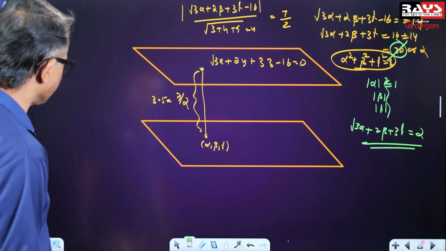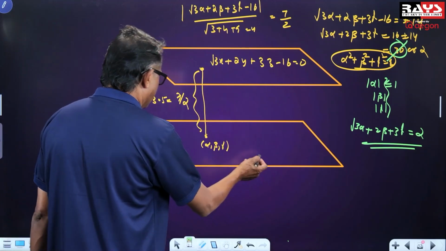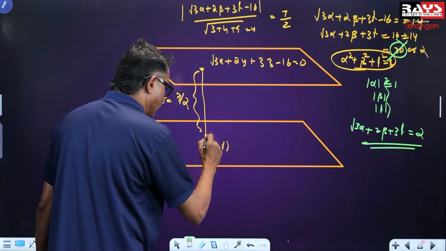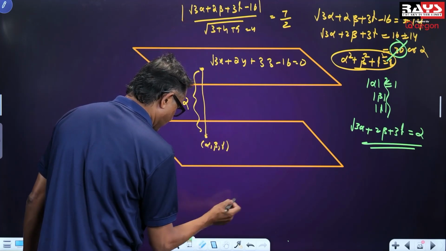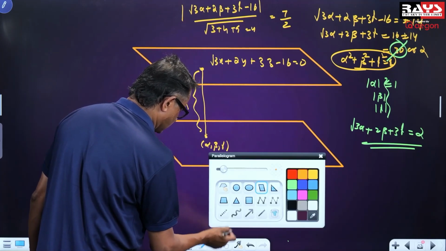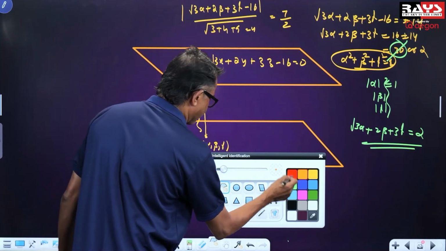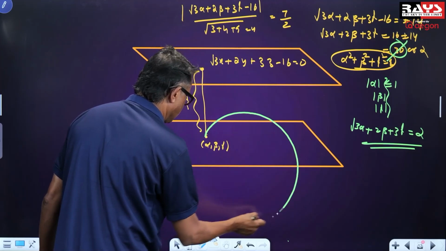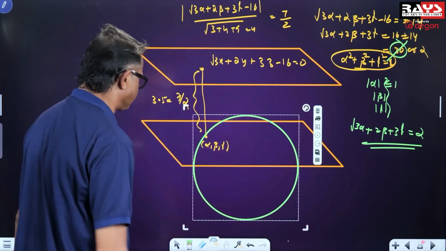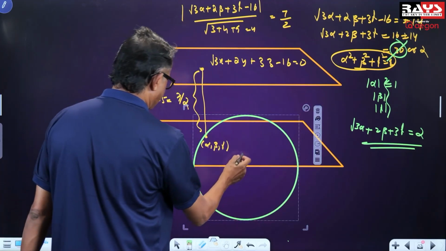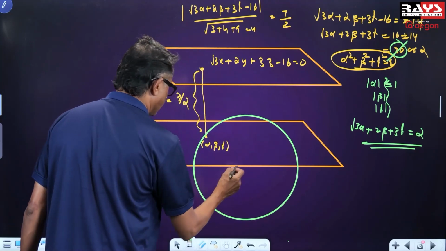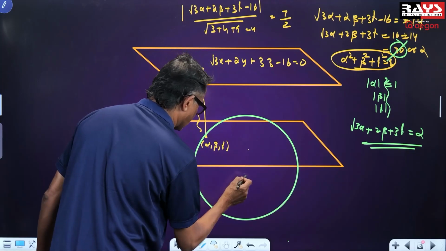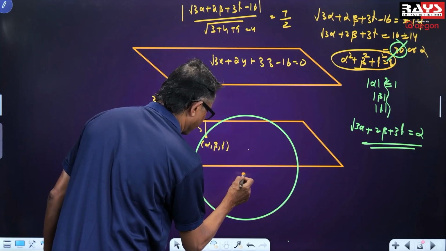Now, see, alpha, beta, gamma is a point on the sphere. Suppose I am drawing a sphere over here. This is one sphere, with the center at 0. The center of the sphere is 0.